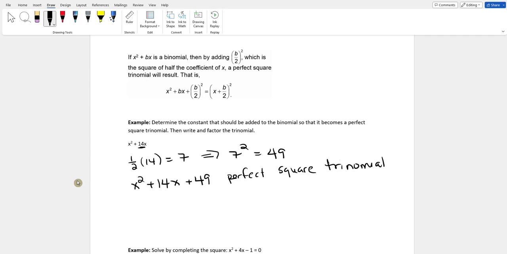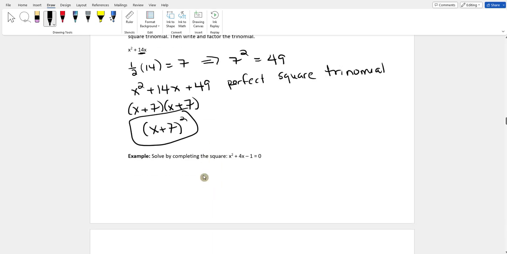Two numbers that multiply to give me 49 and add to give me 14 would be 7. 7 times 7 is 49. 7 plus 7 is 14. So as you can see, you have a binomial. This is just x plus 7 squared. So this would be the answer. So in that problem, we're just learning how to figure out what number you have to square and then add to make it a perfect square trinomial.